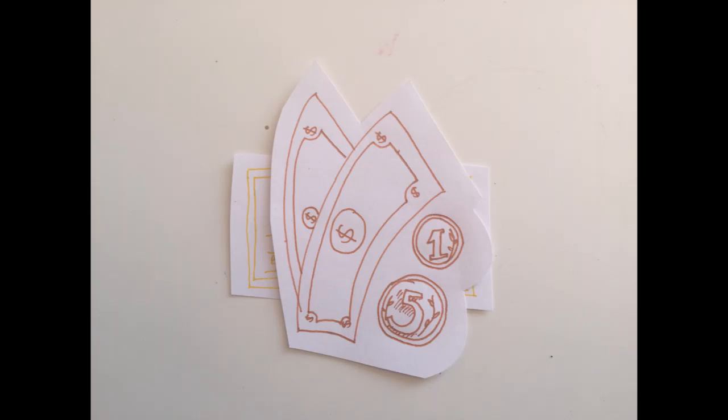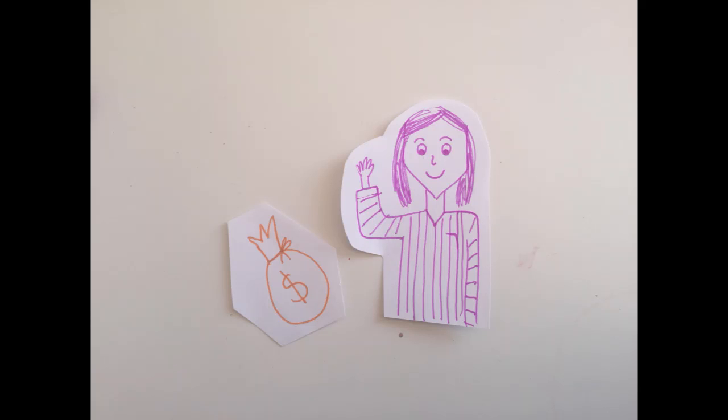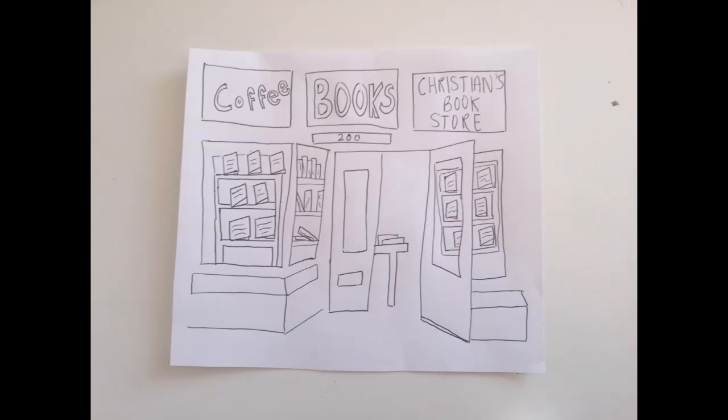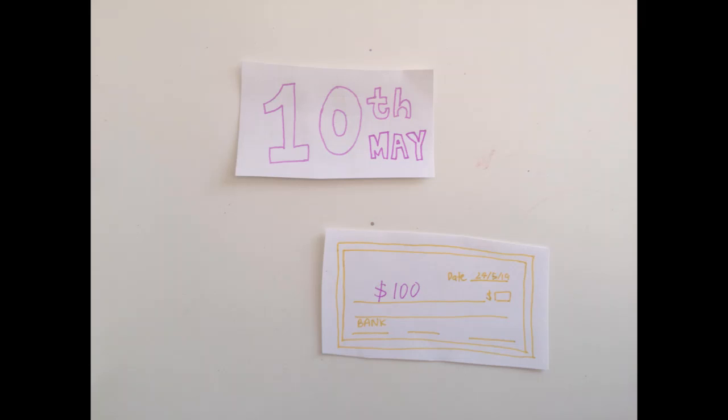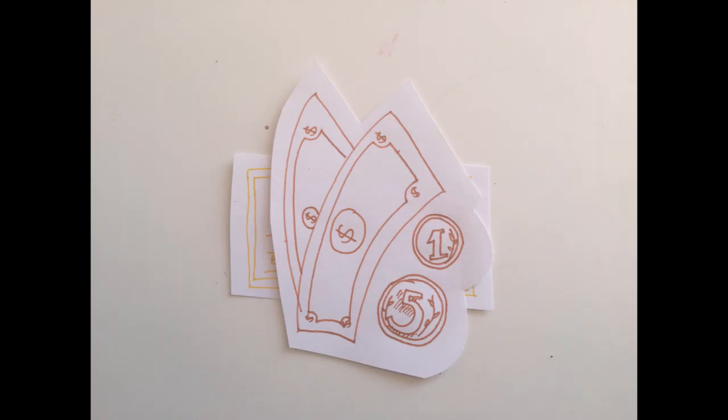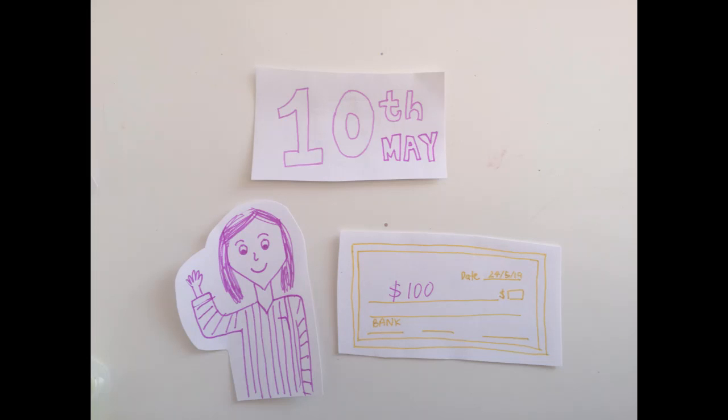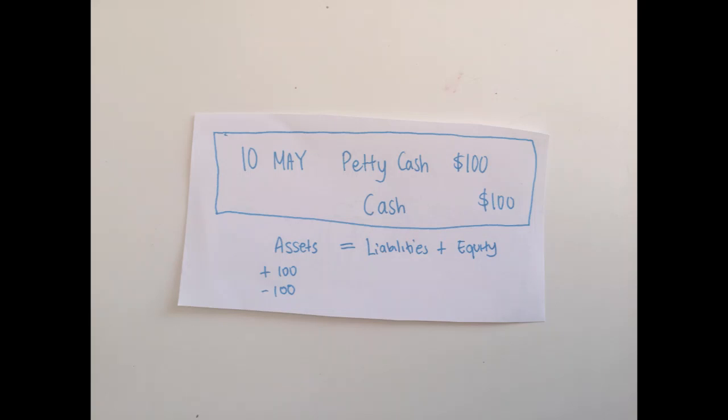In order to create a petty cash fund, a business must first write a check for the amount they wish to have. Next, they will cash the check and place it under the care of an employee. For example, let's take a look at Christian's bookstore. On the 10th of May, Christian decides to start up a petty cash fund and writes a $100 check. He then cashes the check and places it under the care of his employee. The appropriate journal entry would include a debit to petty cash and a credit to cash. As both of these accounts are assets, there is no change to the overall assets.